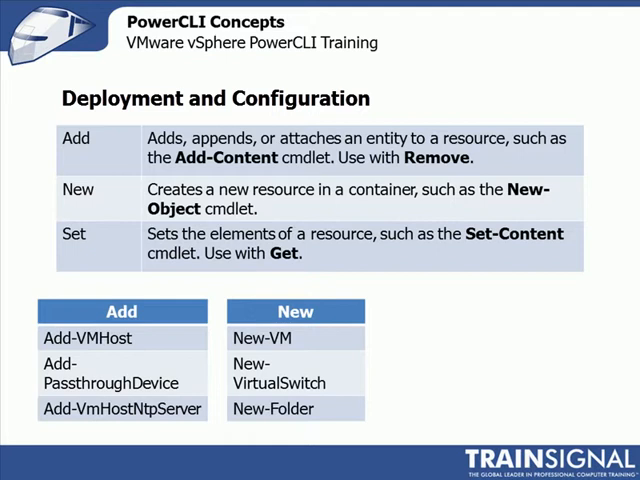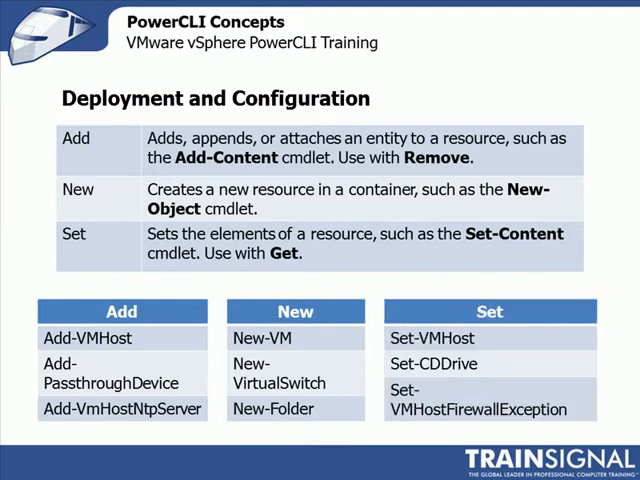Under new, we have new-vm. That's going to be creating a new virtual machine, obviously. It's pretty straightforward. New virtual switch, new folder, and all these are examples of creating a new resource in a container. And then under set, we have examples such as set VM host, set CD drive, or set VM host firewall exception. And these allow you to set the elements of a resource, otherwise known as configuring. So set VM host is going to allow you to change information about your VM host. Set CD drive allows you to modify a virtual machine's CD drive, and so forth.